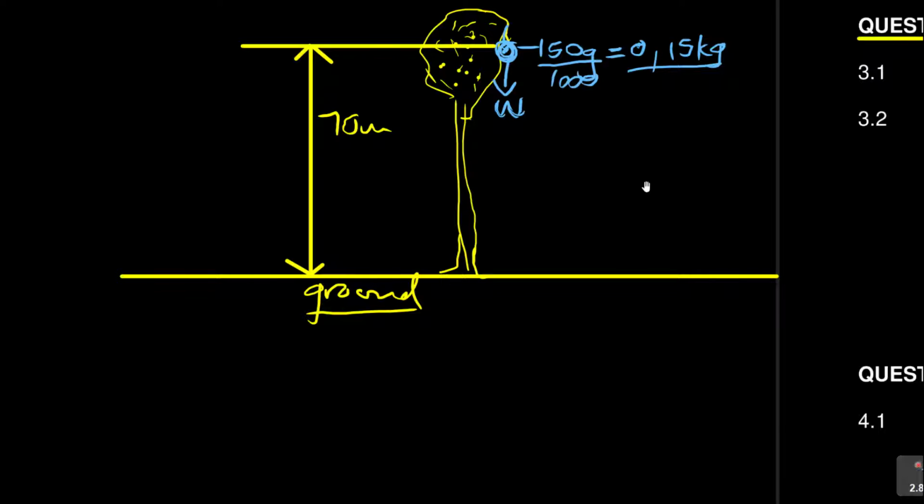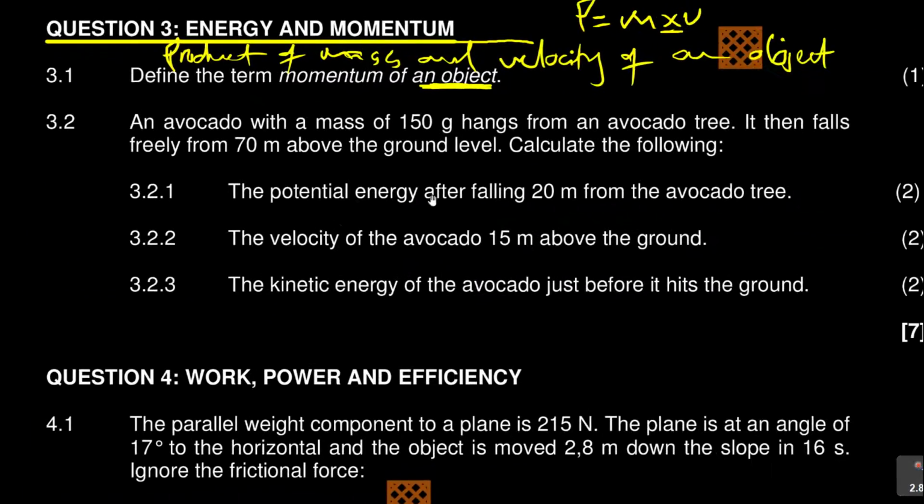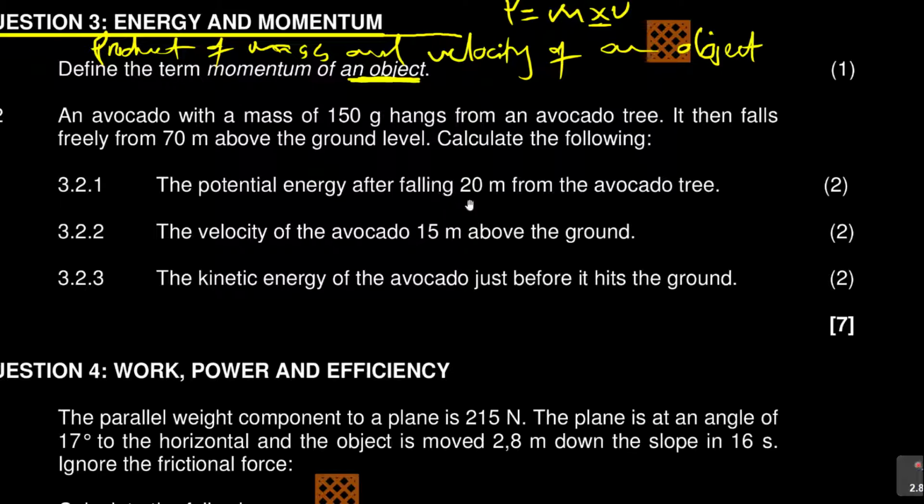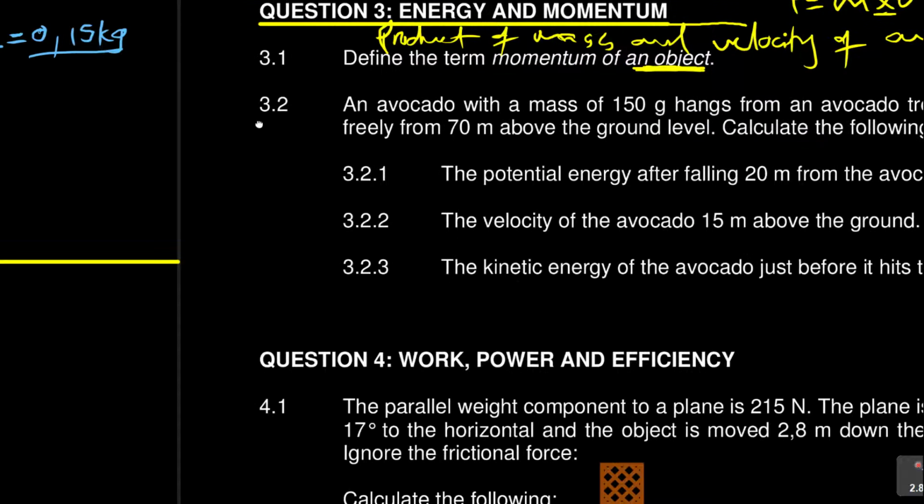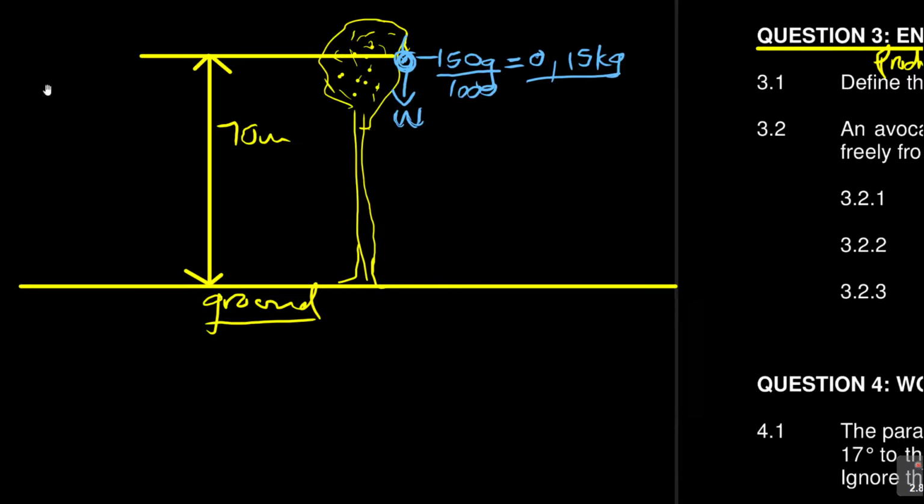So they're saying it's falling from the ground, and then calculate the following: the potential energy after falling 20 meters from the avocado tree. Now, they are saying, suppose this avocado has fallen 20 meters. Let's say this distance here, from here to here, is 20 meters. It means this avocado is now somewhere here. It's falling down, remember. So that avocado is now somewhere there.